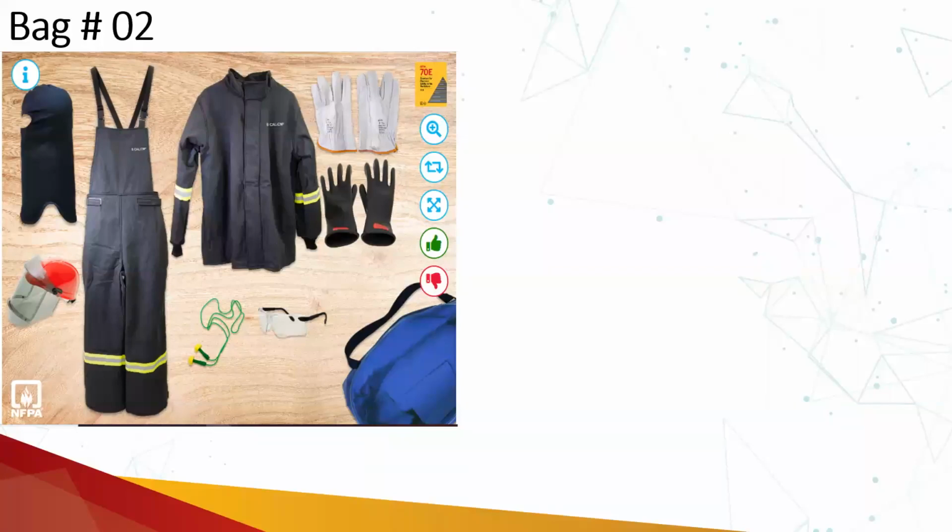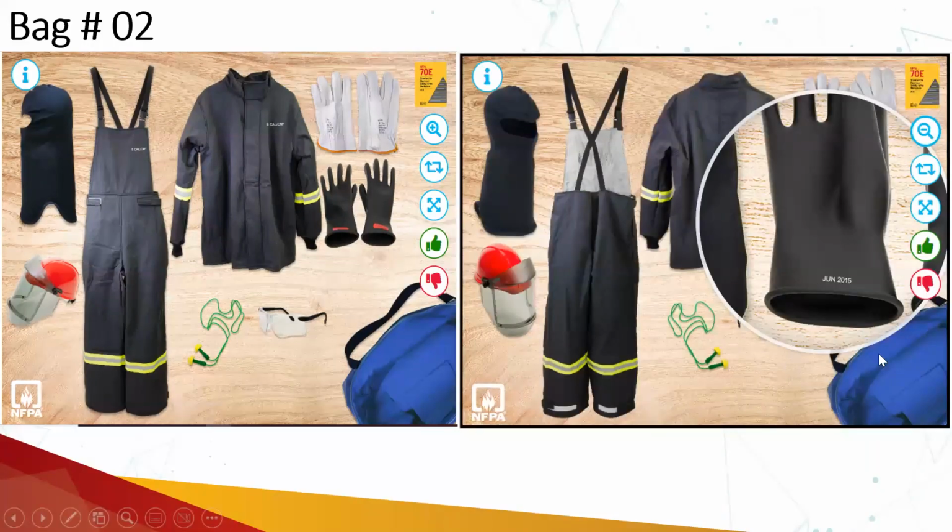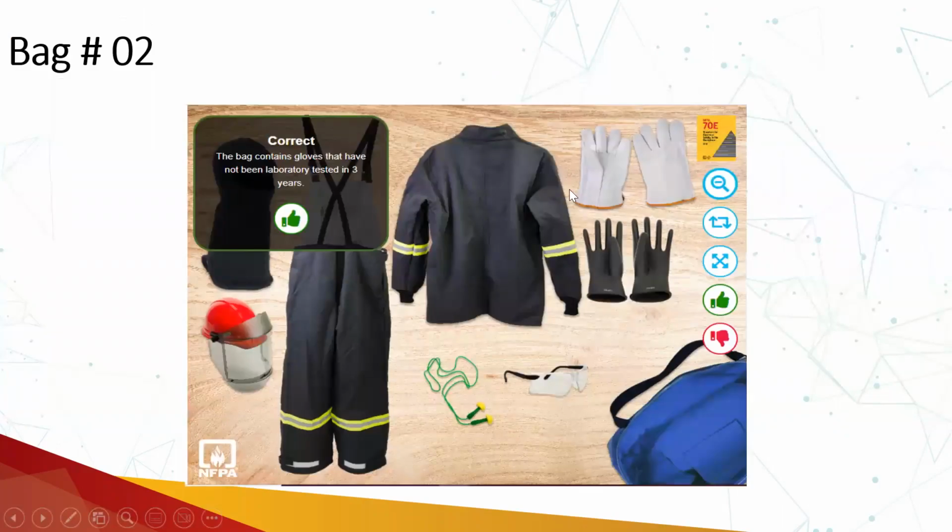So next one, it seems like all the things are present. Then we are going to check its testing date. So it's June 2015. Okay, and we are assuming that we are working in 2018 because this example corresponds to that time. So it's June 2015. The PPE has not been tested for the last 3 years. So that cannot be used.